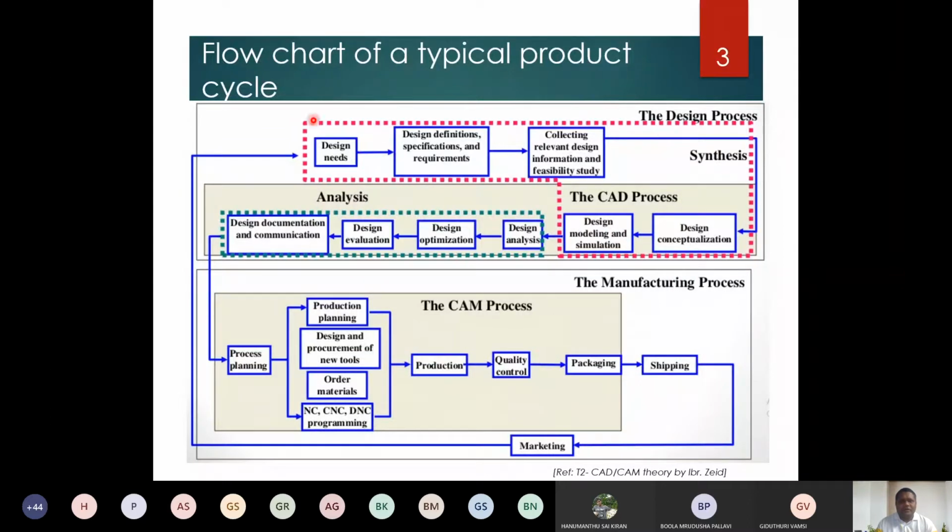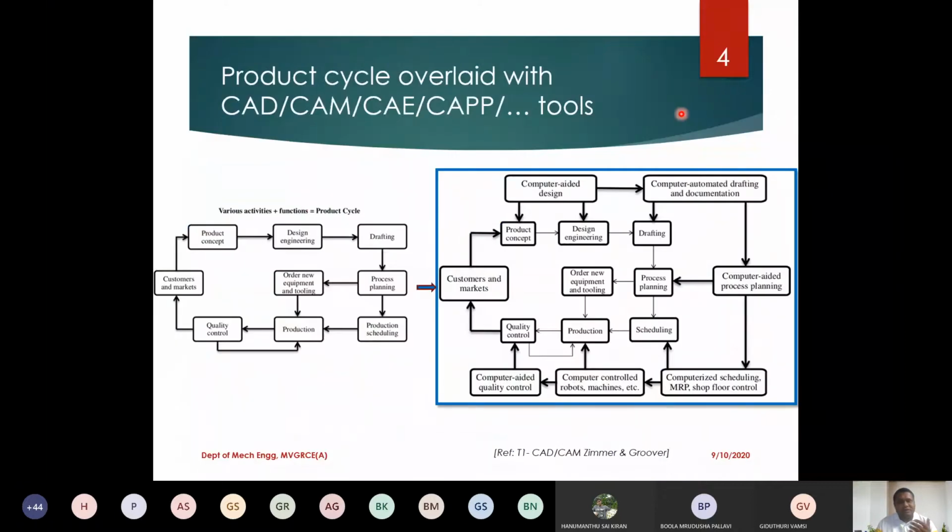The first row as well as the second row together, we call the design process. Depending upon the question, you need to answer. Now coming to the similar kind of flow chart provided by Zimmer and Groover.